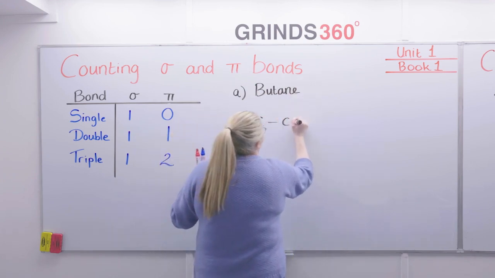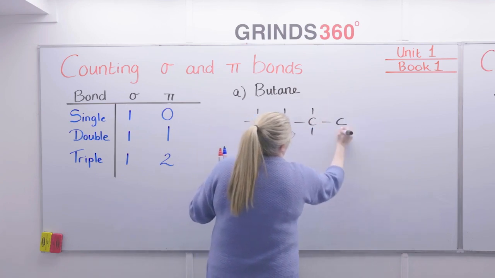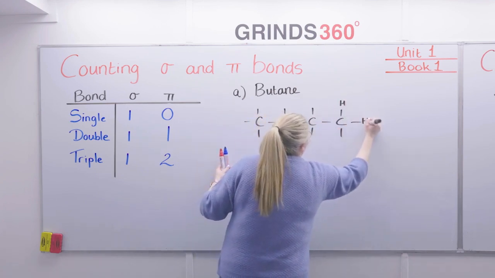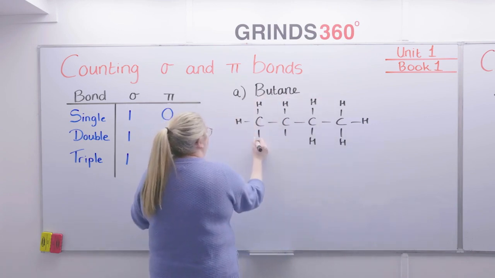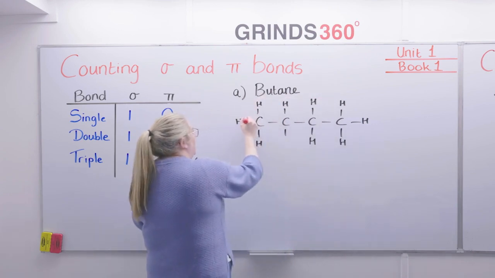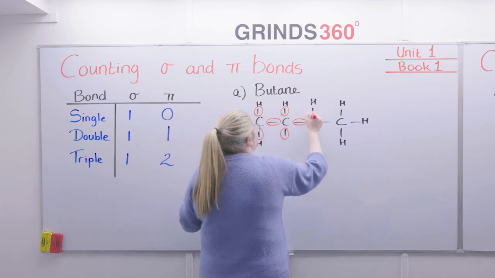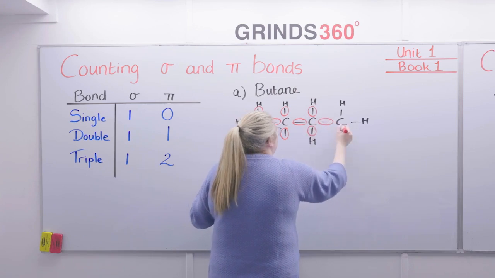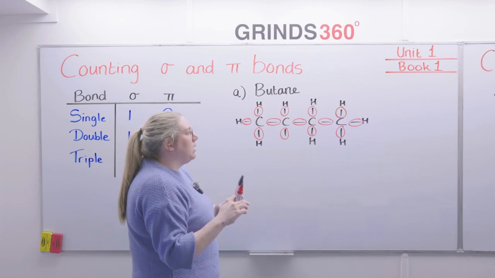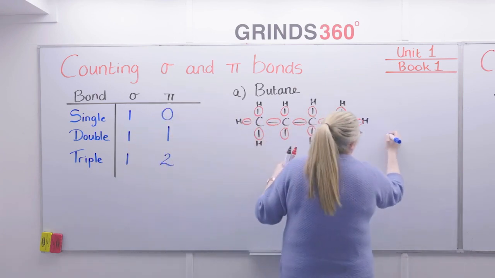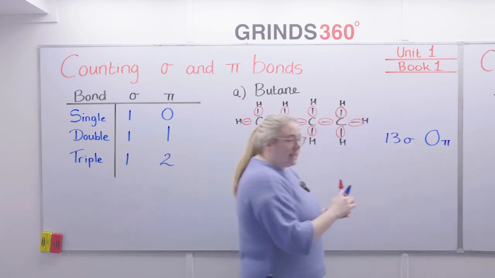So but is 4 carbons, prop is 3. And then you fill in your hydrogens. Okay, and we count our bonds. So we have 1, 2, 3, 4, 5, 6, 7, 8, 9, 10, 11, 12, 13. All of my bonds on that molecule have been highlighted. So my final answer here is 13 sigma and 0 pi for 6 marks.